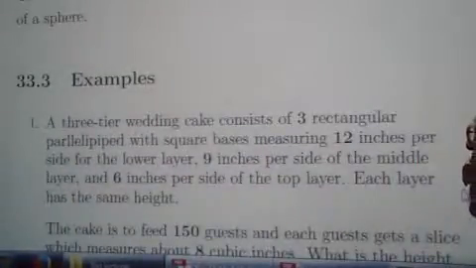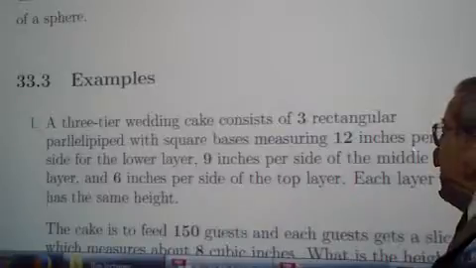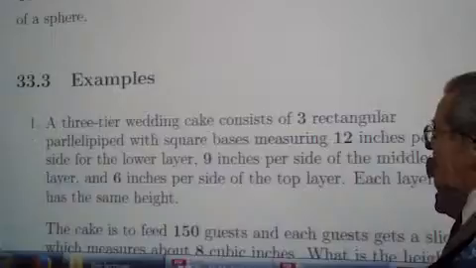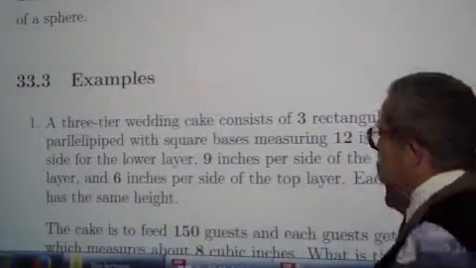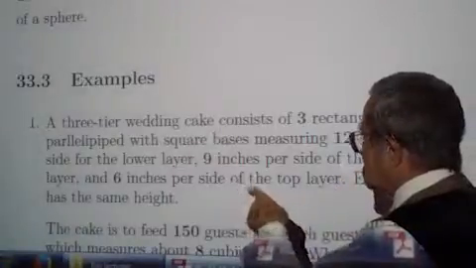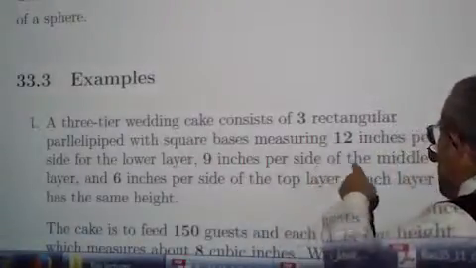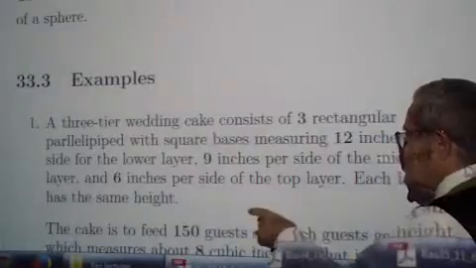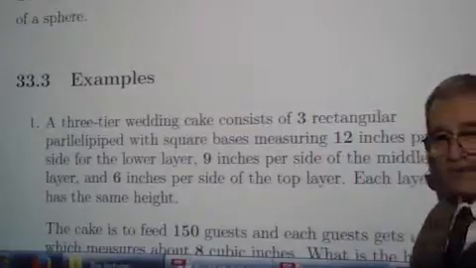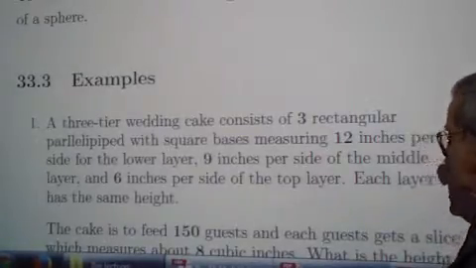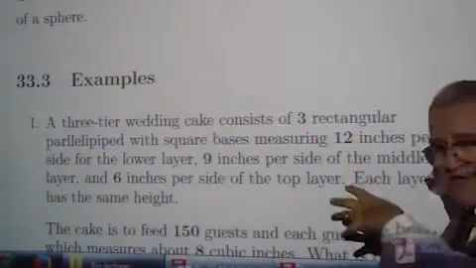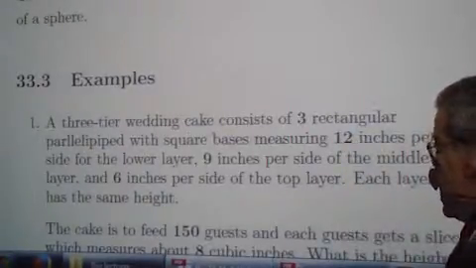As an example, we have a three-tier wedding cake that consists of three rectangular parallelepipeds with square bases measuring 12 inches on a side for the lower layer, 9 inches on a side for the middle layer, and 6 inches on a side for the top layer. Parallelepiped means just a box. All the sides are parallel. A rectangular parallelepiped. Okay? A box like we had been using before. Don't get confused with that.